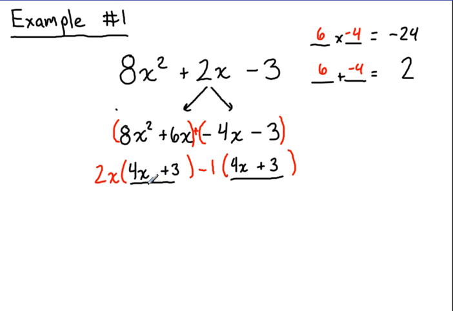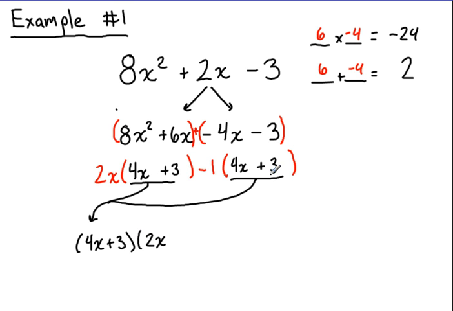So we treat it just like any other greatest common factor. It comes out front. So the 4x plus 3 comes out in front. If I took a 4x plus 3 out of this first term, all I'd have left over is this 2x. If I took a 4x plus 3 out of the second term, all I'd have left over is this minus 1. And that's our answer. We can double check through the distributive property that we did this correctly.